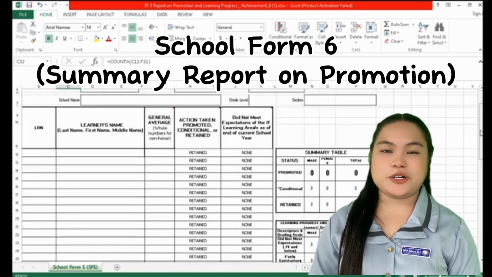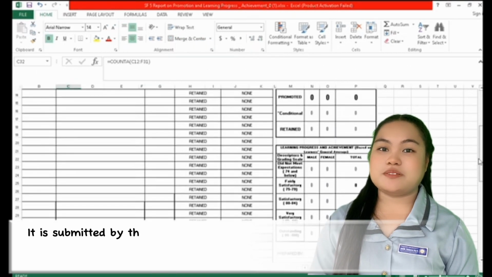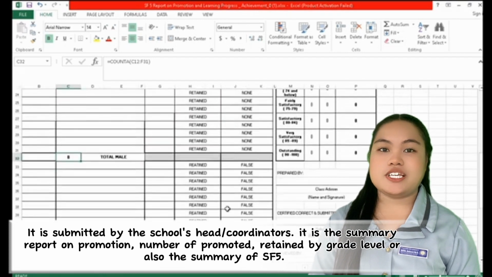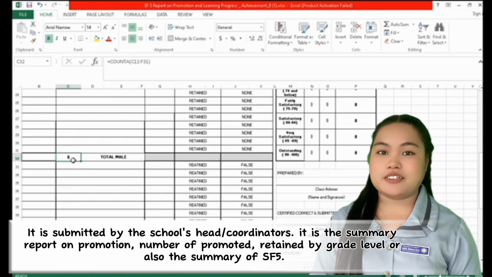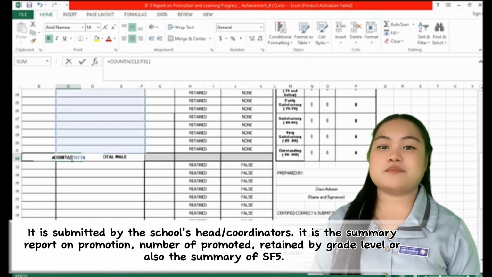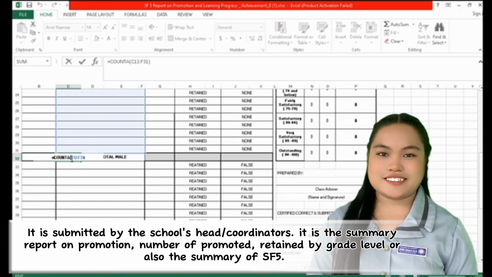SF6 or the Summary Report on Promotion is to be submitted by the school head or coordinators. It is the summary report on promotion, the number of promoted and retained by grade level, or also the summary of SF5. It is submitted by the end of the school year.